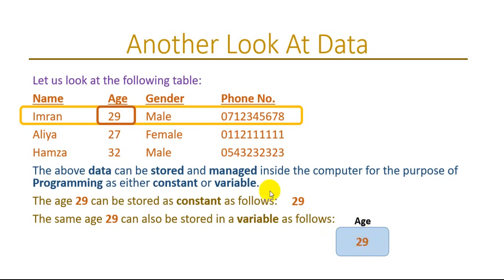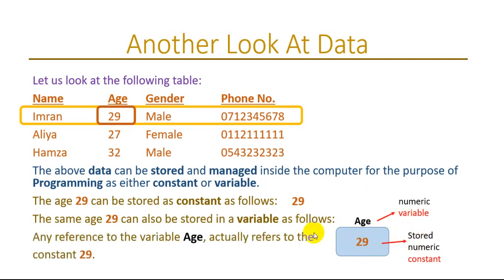So these are two ways you can store 29 in the computer. One as a constant, just 29. The other as a variable, with a label, and store the value. So now this is called a numeric variable. Why? Because it's containing a numeric constant, the 29. Any reference to age, just like in the name case, will actually refer to the 29. If you say show me the age, we will get 29, not the word age. Okay, so that's why this is called a variable. The contents of this is what we are going to deal with.